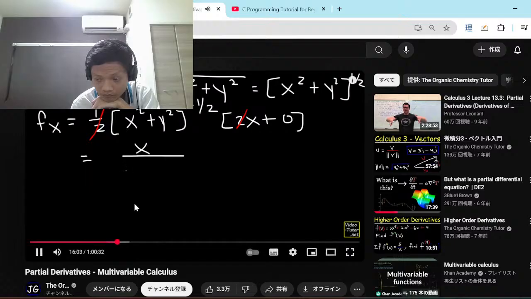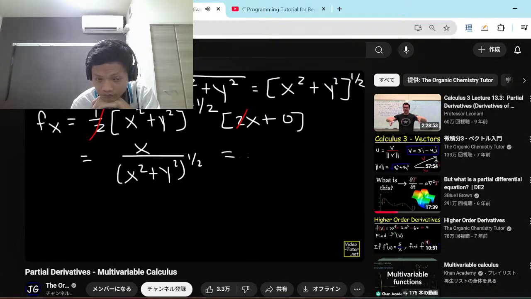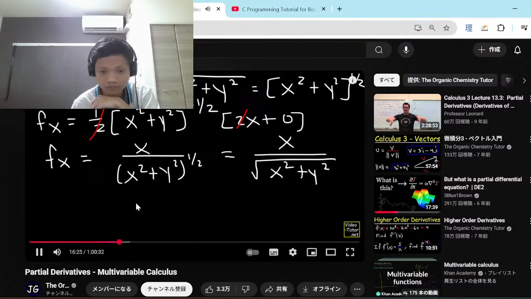So the final answer is going to be x on top divided by x squared plus y squared raised to positive 1 half. When we move from the top to the bottom, the exponent will change sign. It's going to change from negative to positive. So you can write the final answer as x divided by the square root of x squared plus y squared. So that's the first partial derivative with respect to x.